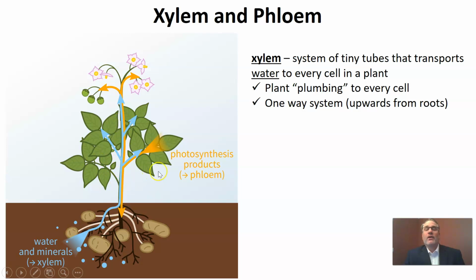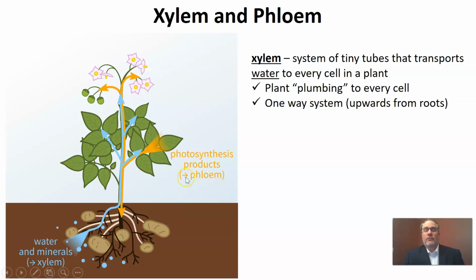But this is plant plumbing, if you want to think about it like this, and know that this is a one-way system. Plants absorb the water that they need from their roots, from the ground, from the soil, and it is an upward system. So the water transport system, the tubes that transport water, we call that the xylem.